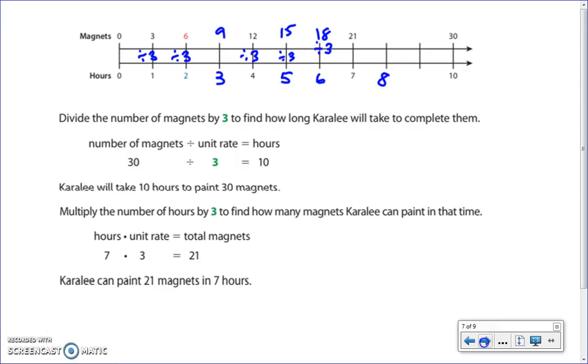And you can see that it's following the +1 pattern on the bottom. If I started with 8 or 9, I could do the same thing, but inversely. So instead, because I had the hours this time, I could multiply by 3 to find the number of magnets. So the unit rate's important because it doesn't matter whether I have a known number of magnets or a known number of hours, I can still figure out the value that corresponds with that.